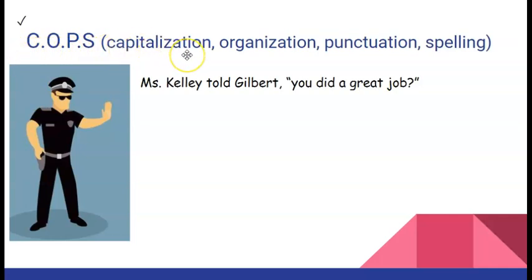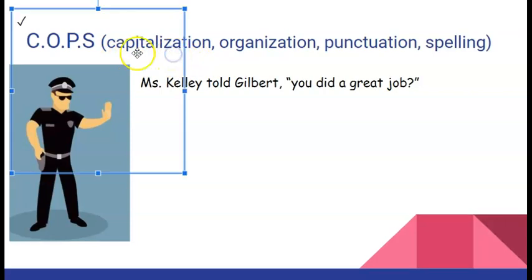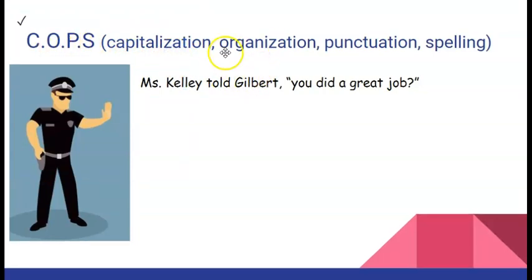C is for capitalization. So I'm going to reread my sentence once to check if I have the capital letters I need or if other letters need to be made lowercase. The O stands for organization. I want to know, do I have all the words in my sentence? Does it make sense? P stands for punctuation. What comes at the end of my sentence? It might be a period, an exclamation point, or a question mark, but I need to make sure I have some sort of punctuation. And then lastly, S is for spelling. We know in first grade we have so many different tricks to help us spell. We want to make sure we're doing our best to spell correctly.